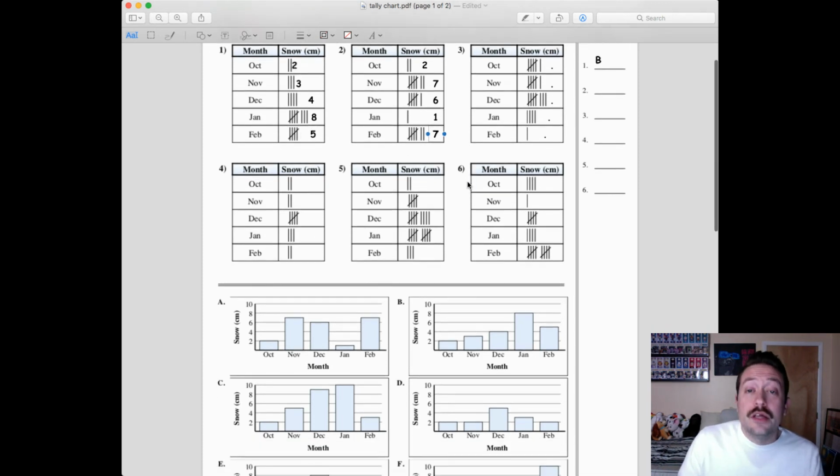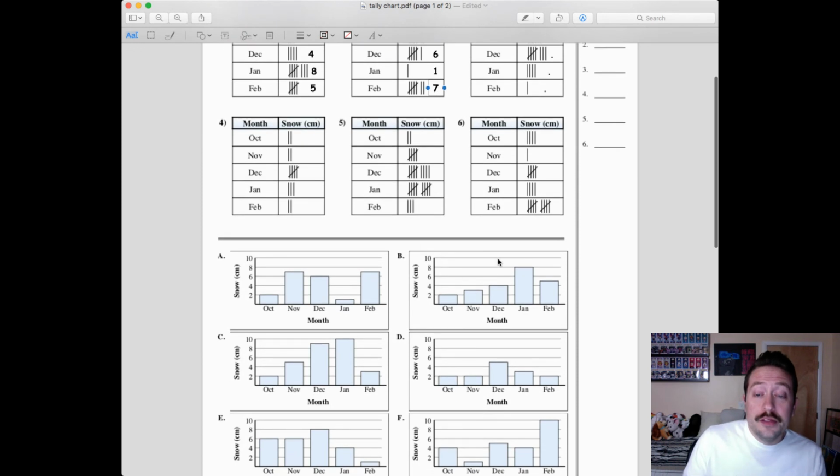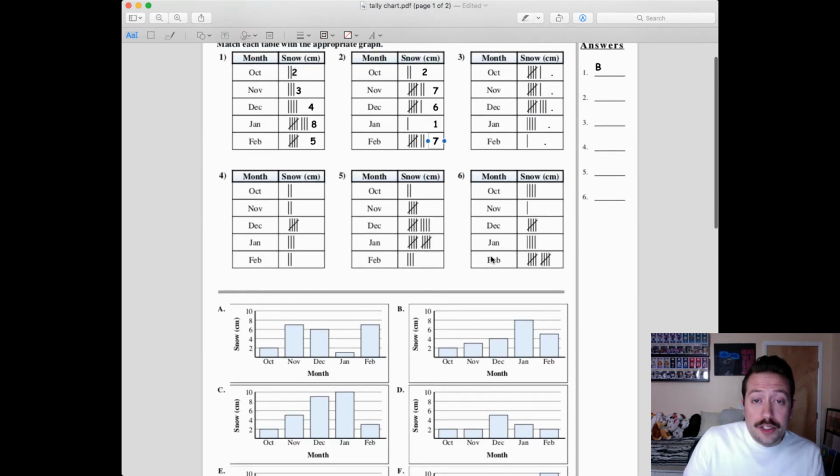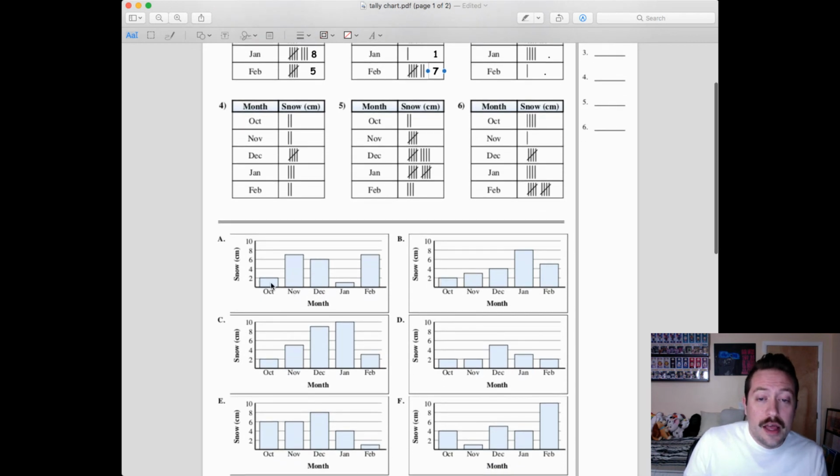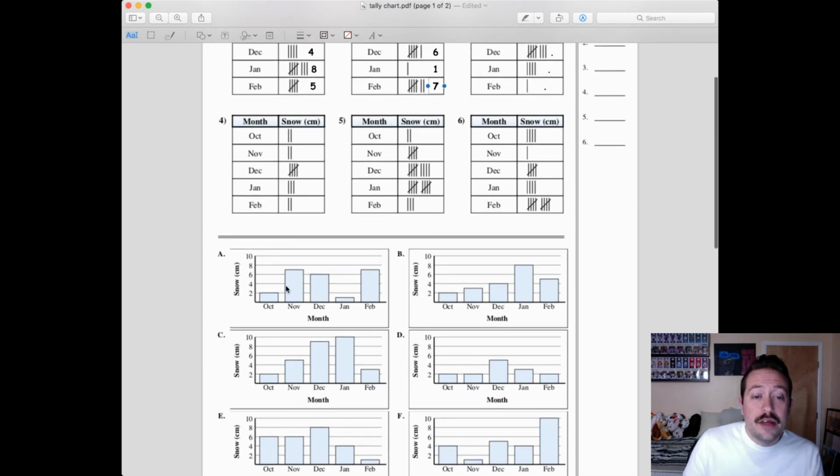Okay, so now I'm going to go down. B's already been used, but let's check. So now I got to look again. October for 2 centimeters. I have A, can't be B because I already did that. C and D are all 2.